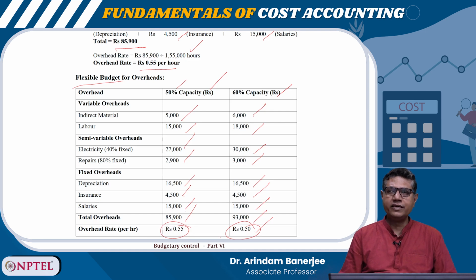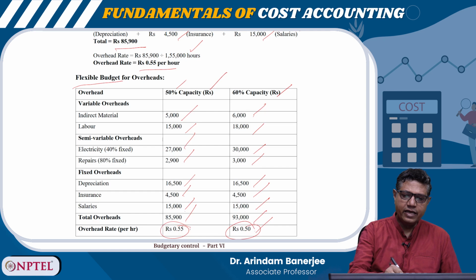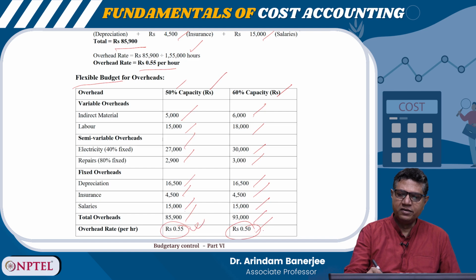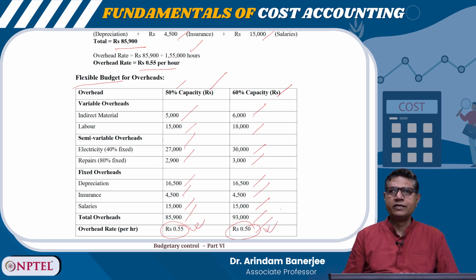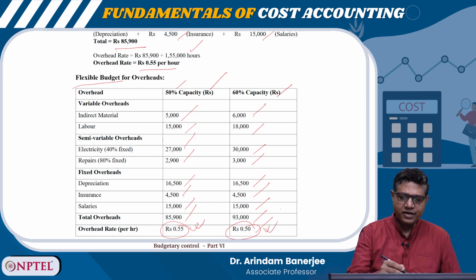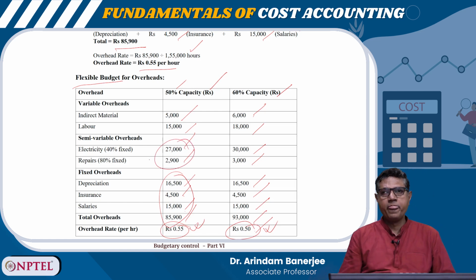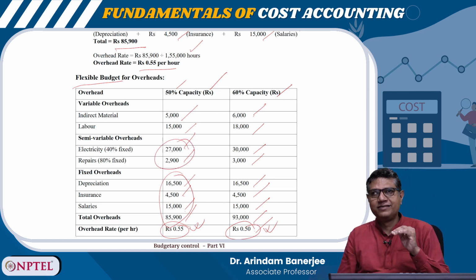One thing you can observe here is that the overhead rate is higher in case of lower capacity utilization than here where the capacity utilization rate is higher, at 60%. The reason why it is higher is because the fixed overhead part and the fixed portion of the semi-variable overhead are not changing. Even if the capacity utilization is less, even if the number of hours is less, the fixed portion of the overhead is not changing. So, what is happening? It is pushing the overhead rate to the higher side.